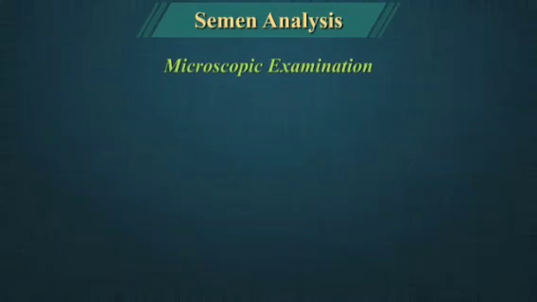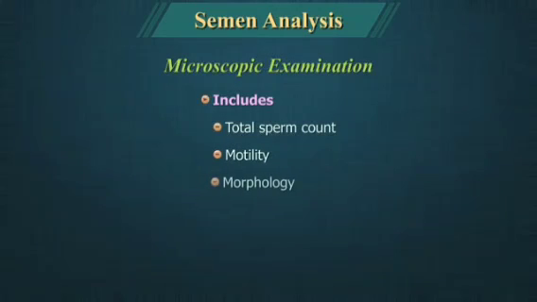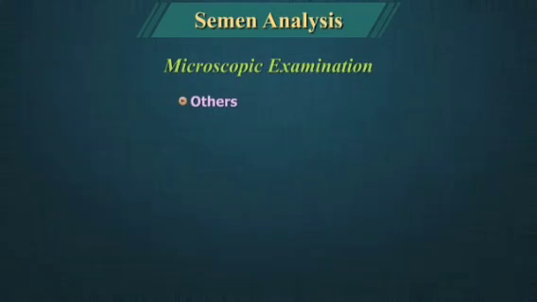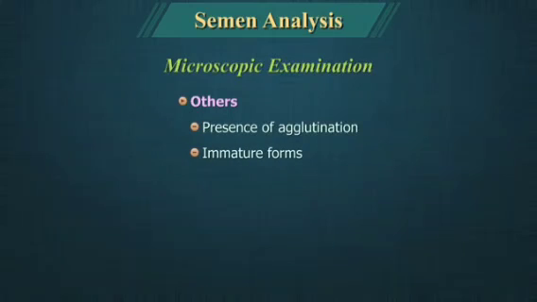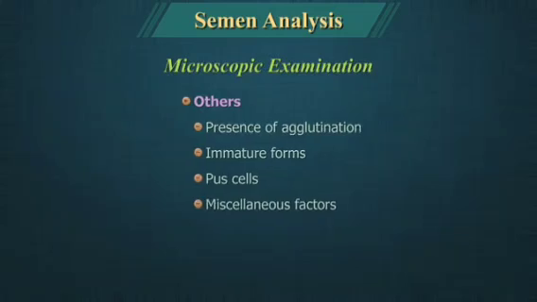Microscopic examination of semen. The microscopic examination includes the total sperm count, motility, morphology, vitality, and others like presence of agglutination, immature forms, pus cells, and miscellaneous factors.